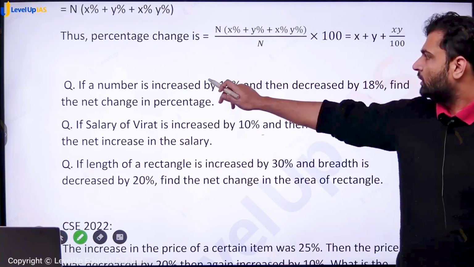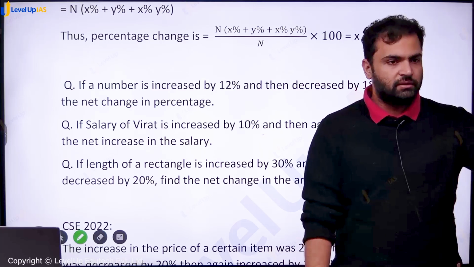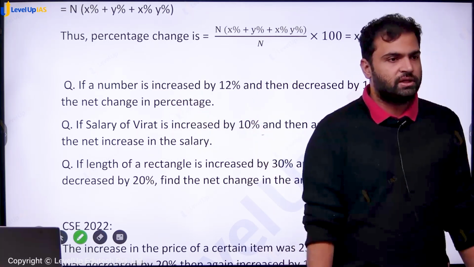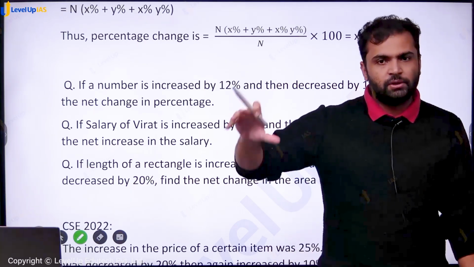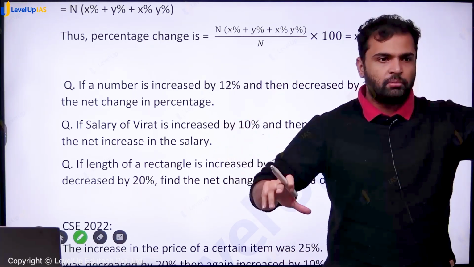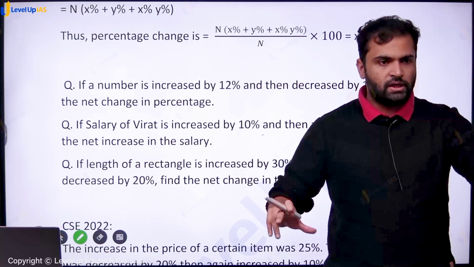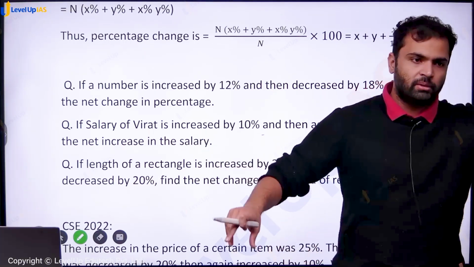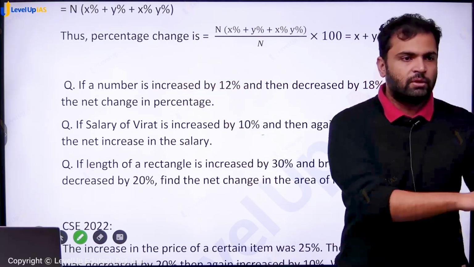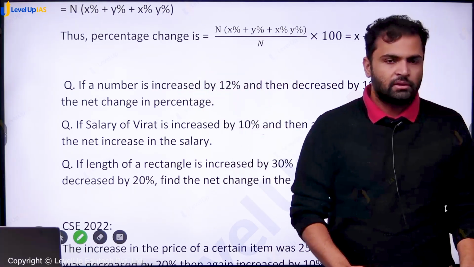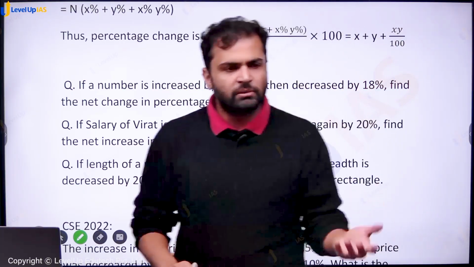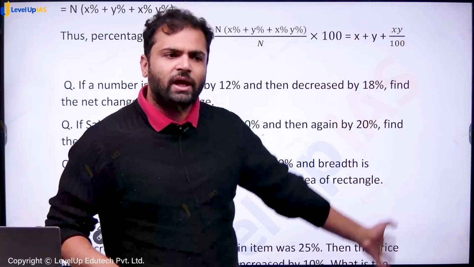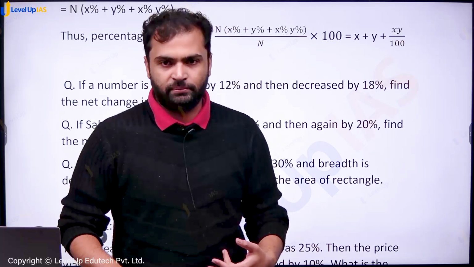See, if a number is increased by 12% and then decreased by 18%, find the net change in percentage. Fine. We start with a number, we then increase that number by 12%, we get another number, and that new number is then decreased by 18% to get a third number. So from first number to third number, what is the net change in percentage? Now we can assume some number n and then repeat this process, or because this n was anyway any number, we can start with 100.